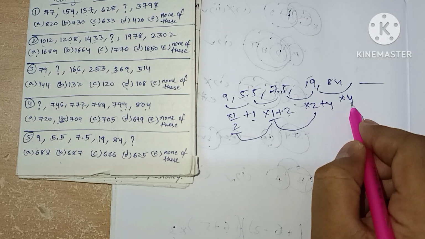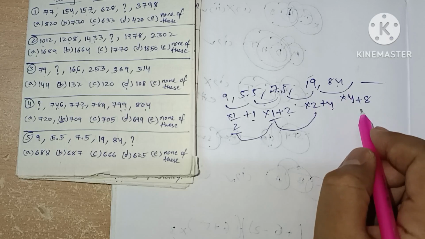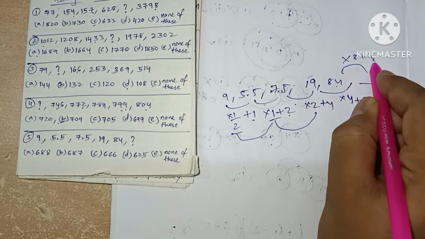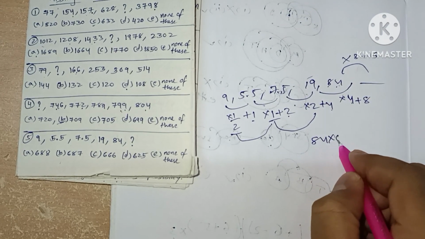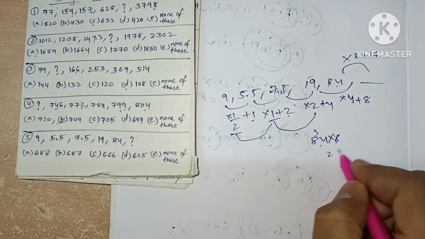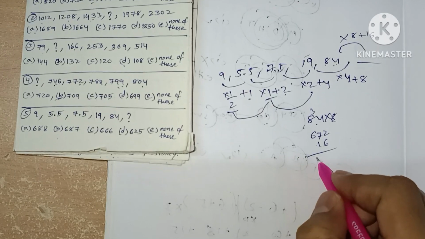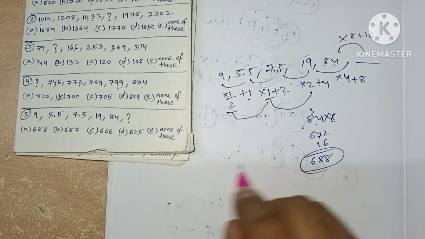4 times is 76. 76 plus 8 will be 84. So the next one must be times 8 plus 16. 84 times 8: 8 times 4 is 32, 8 times 8 is 64, so 672 plus 16 will be 688. 688 is our answer. Option A.